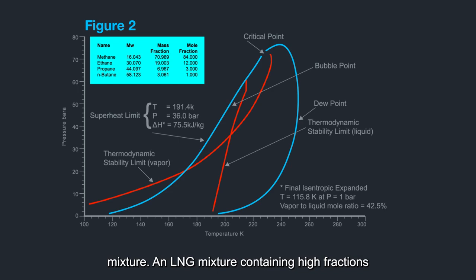An LNG mixture containing high fractions of ethane and propane is more likely to undergo a rapid phase transition than pure methane. This is observed in real LNG spills and can also be proven theoretically. Instead of a vapor pressure curve, an LNG mixture has a phase envelope consisting of a bubble point curve and a dew point curve, as illustrated in Figure 2. Follow the dashed blue line at the bottom of Figure 2. This LNG mixture boils at 115.8 Kelvin at ambient pressure.